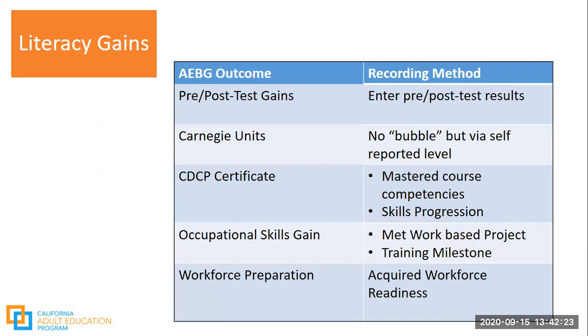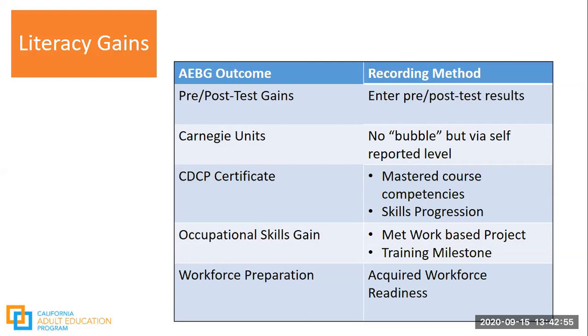Some people would say the title's a little misleading because they're not all literacy gains, but we use this title because it directly relates to the measurable skill gain concept that the feds outline in WIOA. The big thing with measurable skill gains are those gains that students earn from pre to post testing. That's the biggie in WIOA too, and it comprises most of our gains in CAEP reporting also.